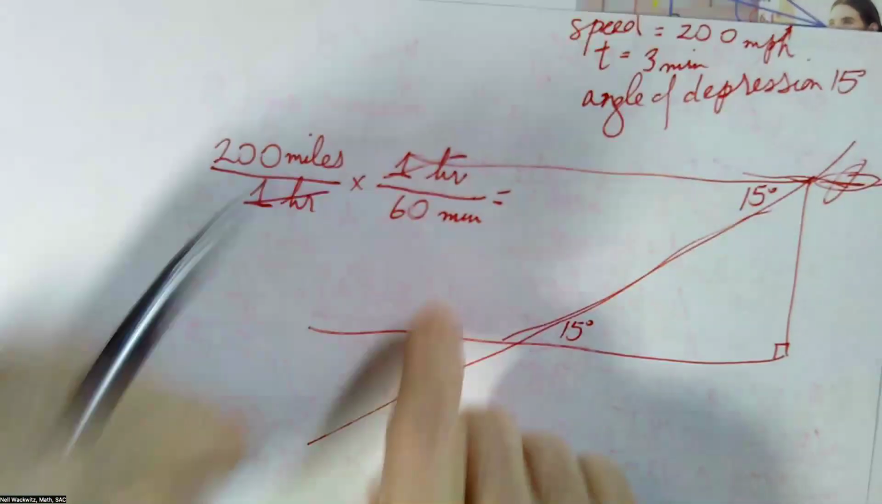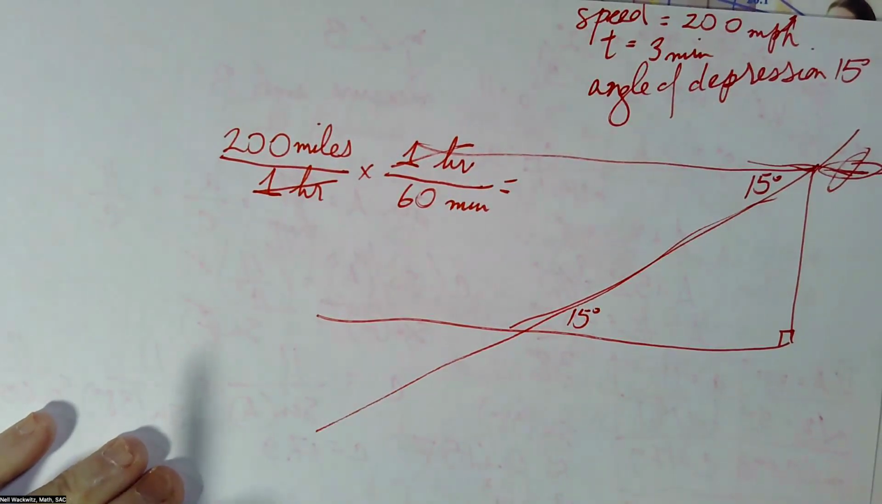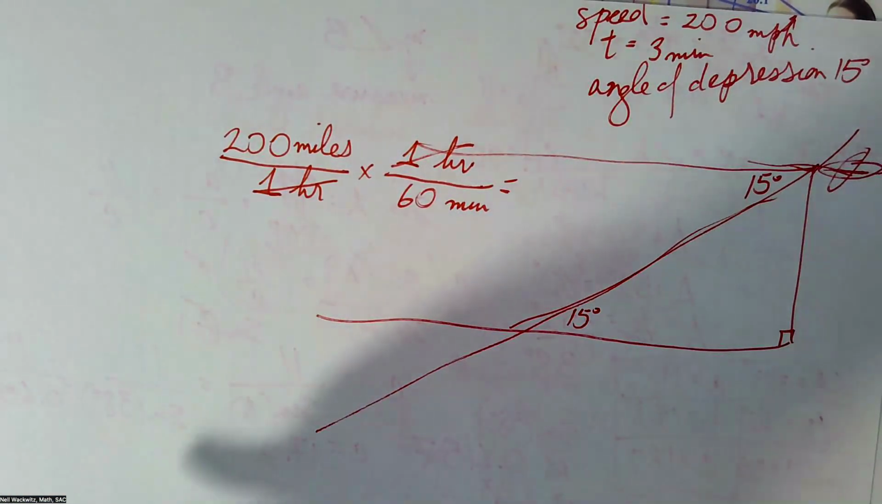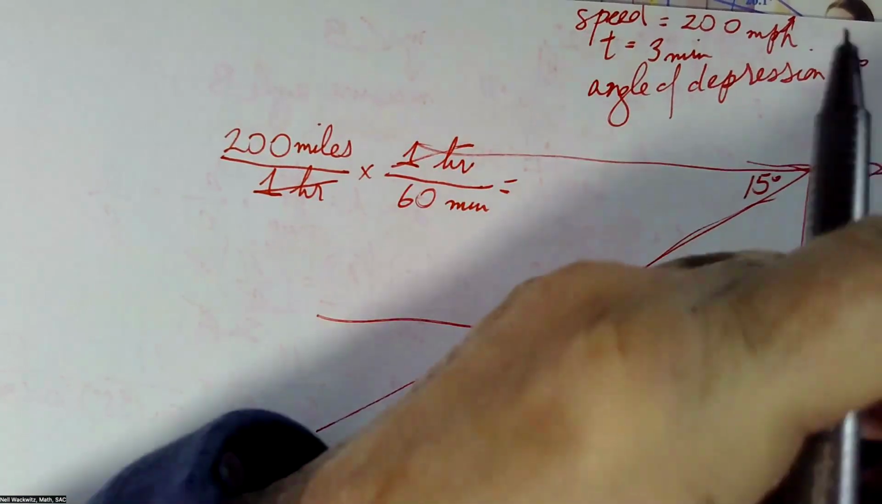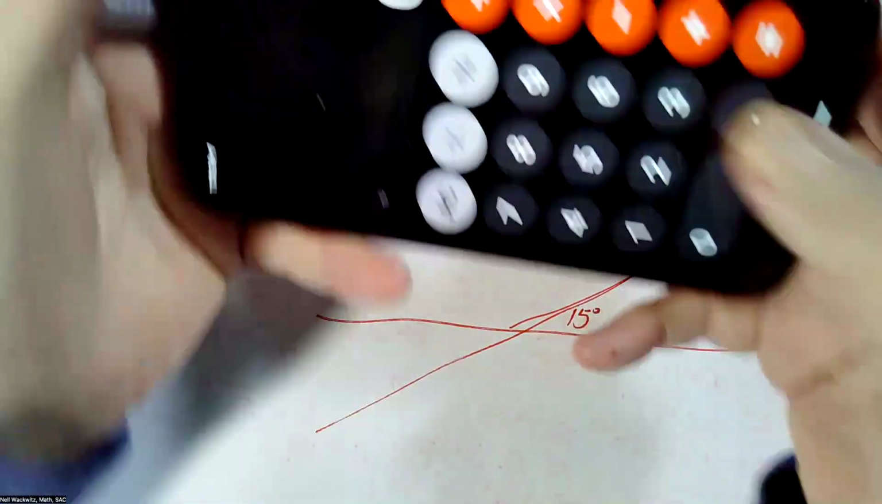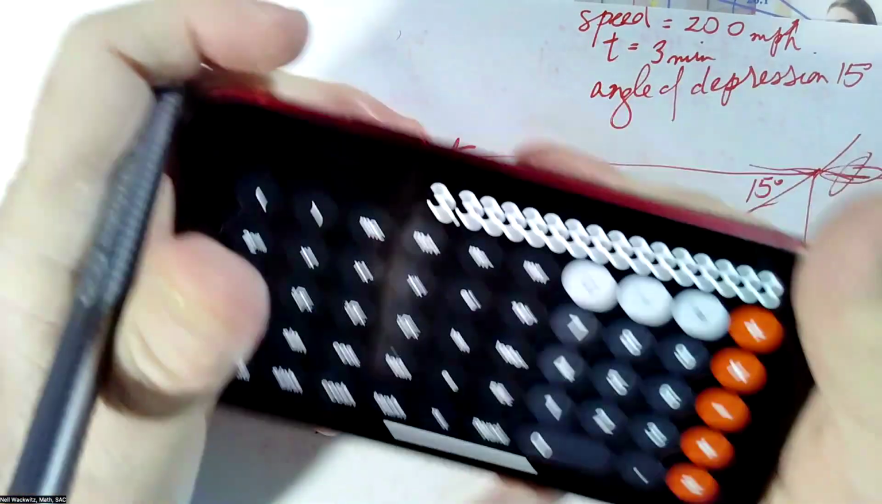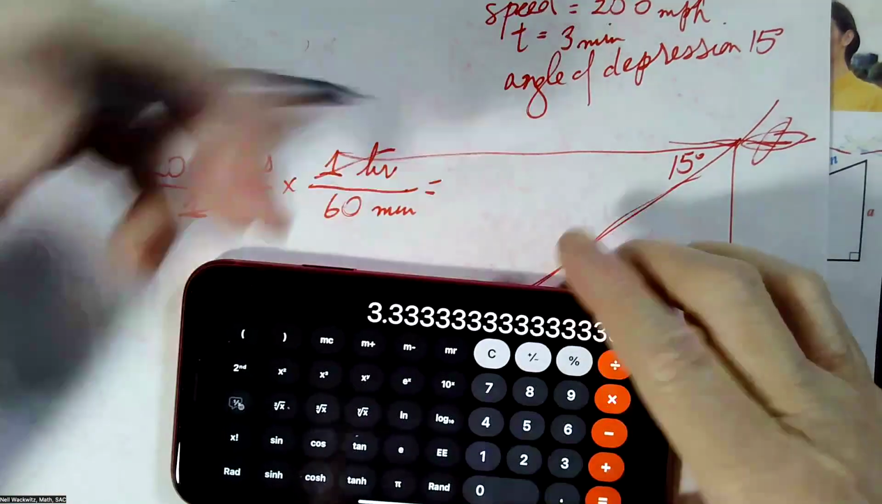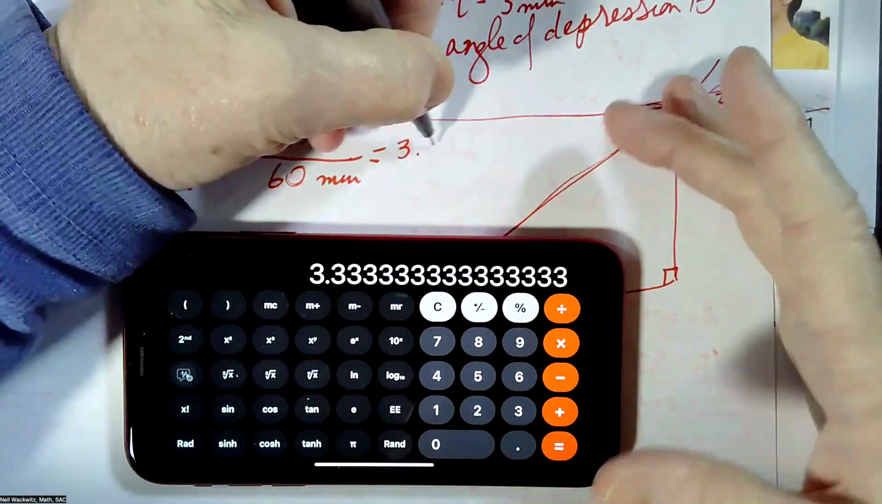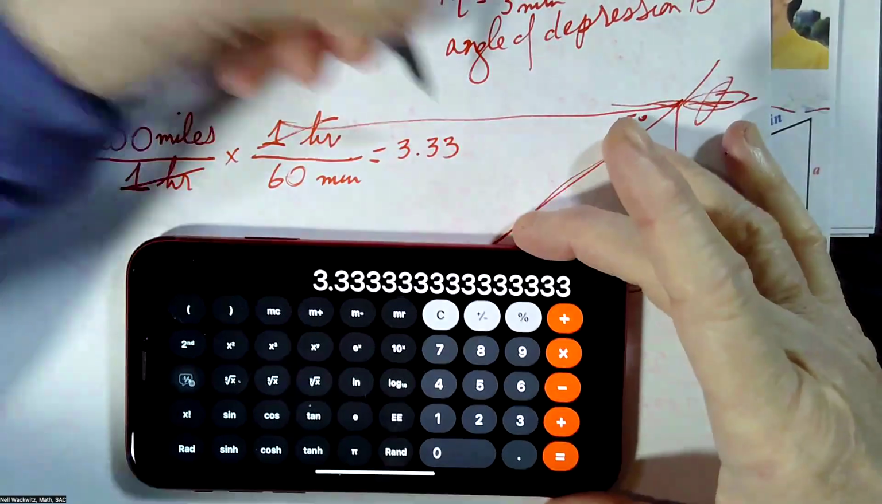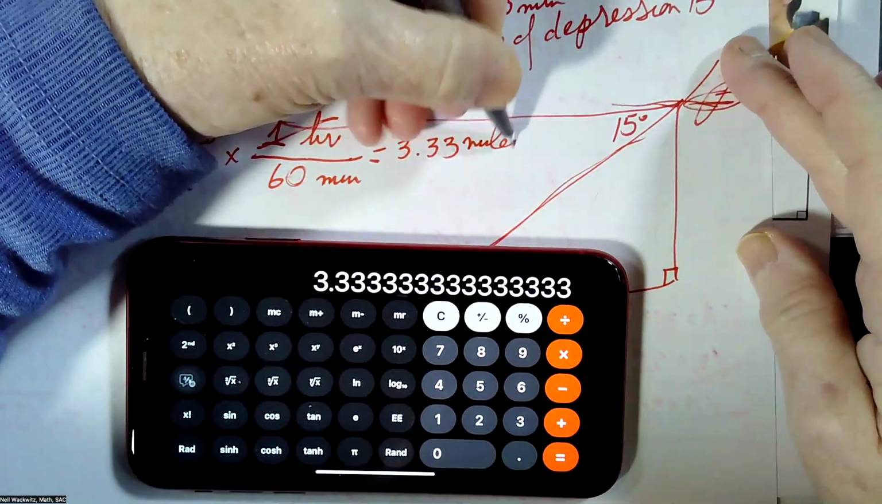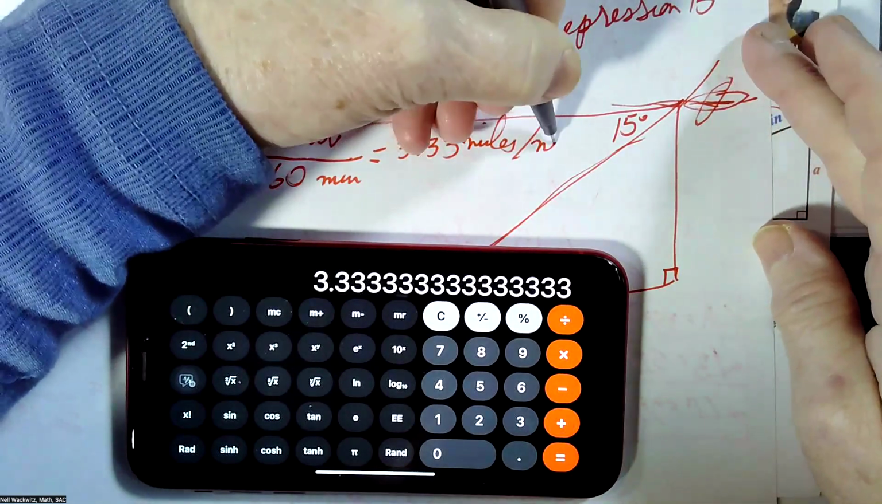So let's see what that is. 200 divided by 60, that's the same as 20 divided by 6. So we've got 20 divided by 6, 3.33 miles per minute.